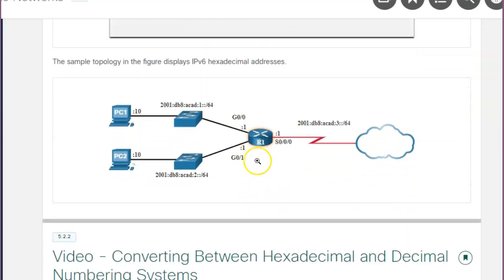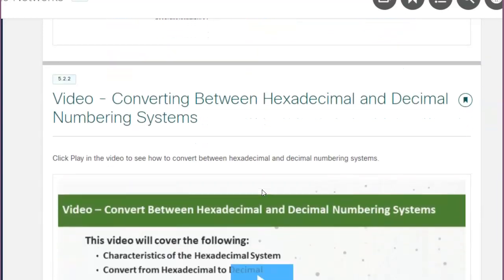Now, in an IPv6 address, I'm not sure they should have introduced this here, but just become comfortable seeing how IPv6 is used for making addresses. It's a little bit different. The concept's the same, assigning an address to each interface, but their naming conventions are a little bit different, and we'll get into that later. So right now, I want you more worried about converting values.